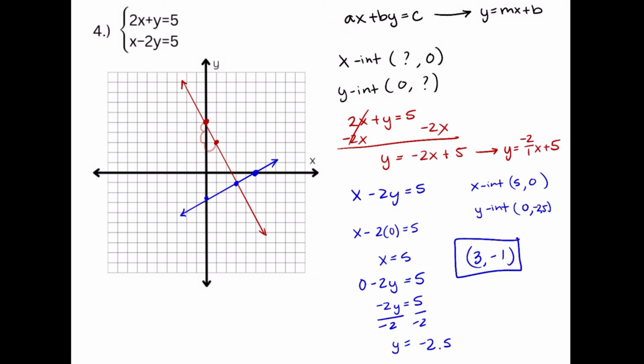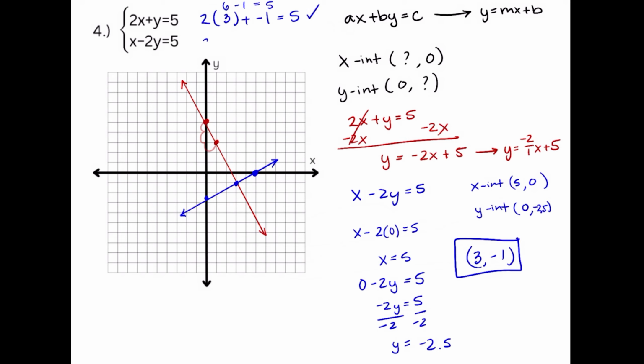So you could do that by plugging in 3 for x and -1 for y. So for the first one, we would have 2 times 3 plus a -1 and see if that equals 5. Well, 2 times 3 is 6. 6 minus 1 equals 5. So we're good there. Then you do the same thing with the second function.